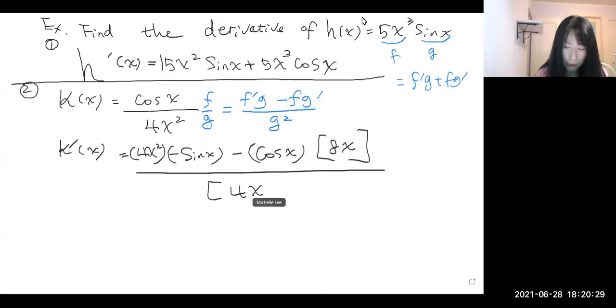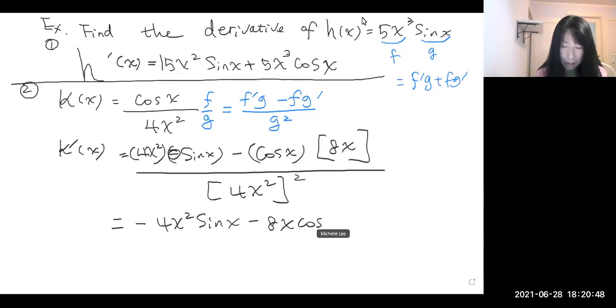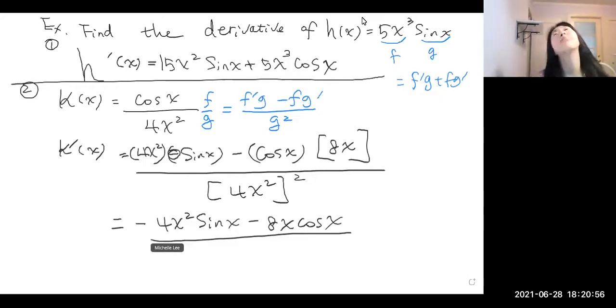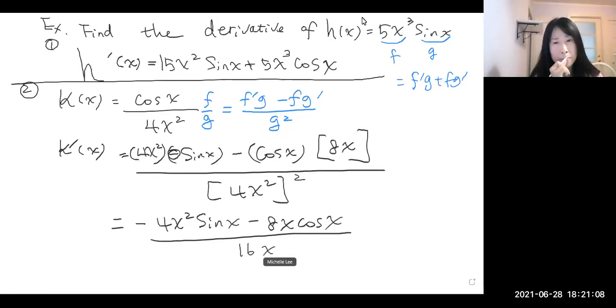Then this is 4x squared, squared, right? Let us simplify, okay? This is not subtraction, this is a negative sign, right? So negative 4x squared sine x and minus 8x cosine x, because I don't want to multiply, over 4 squared, what do you get? 16, and x to the how many power? To the 4th power. Thank you. So it's good, right? All right, let me erase this one.